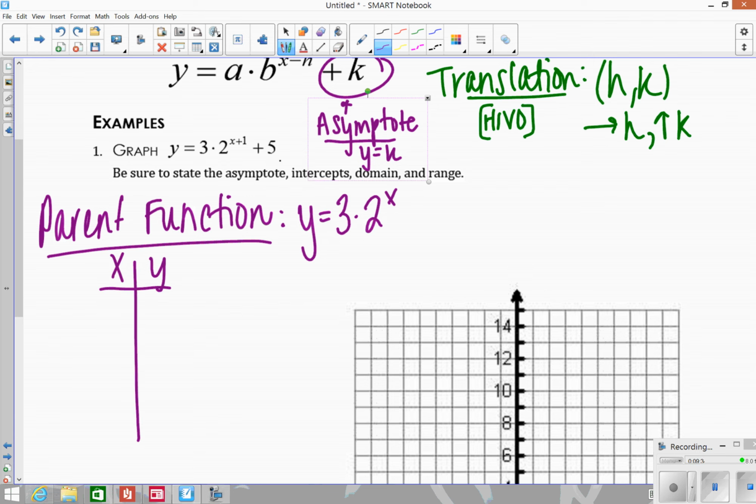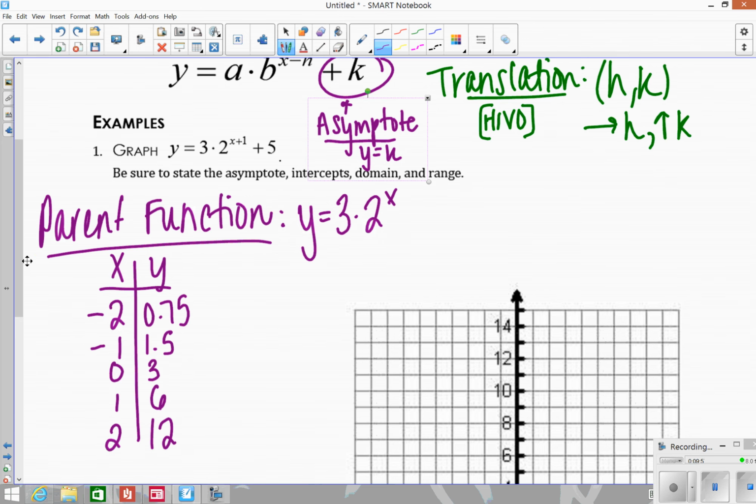So we'll go from like -2 to 2. That'll give us a good set of points. So basically, I just plug in -2 into this. Just use your calculator to do that. We get 0.75. Plug in -1, we get 1.5. 0, we get 3. 1, we get 6. And 2, we get 12. So we just plug those in.